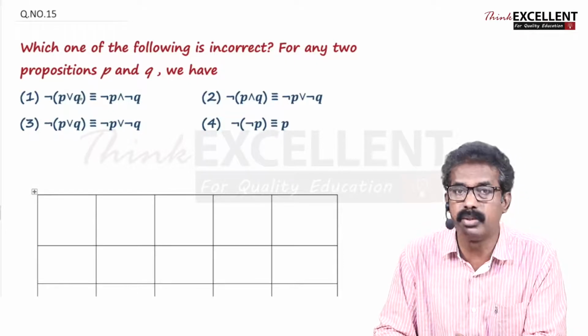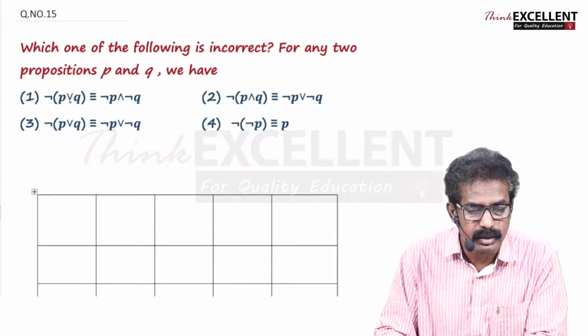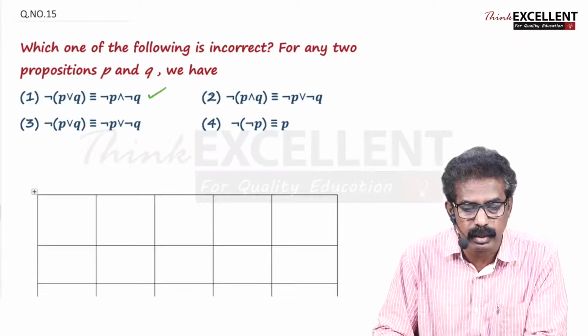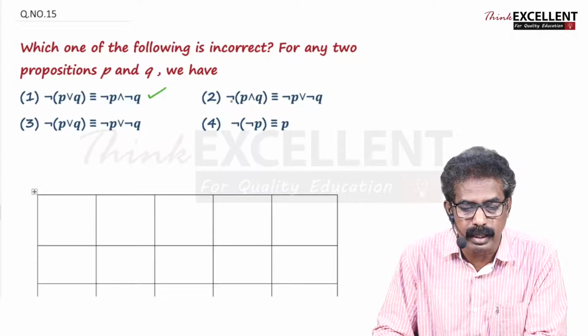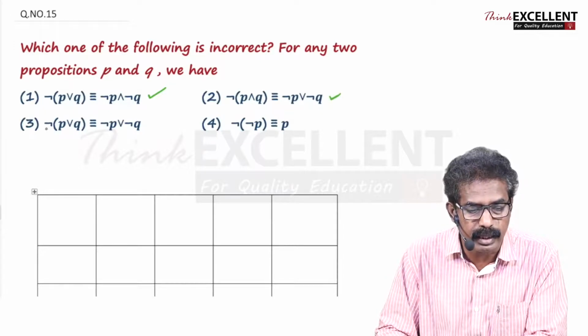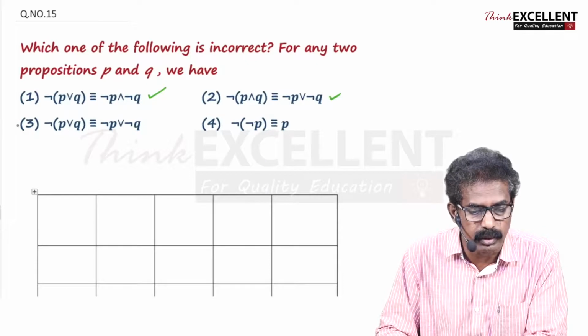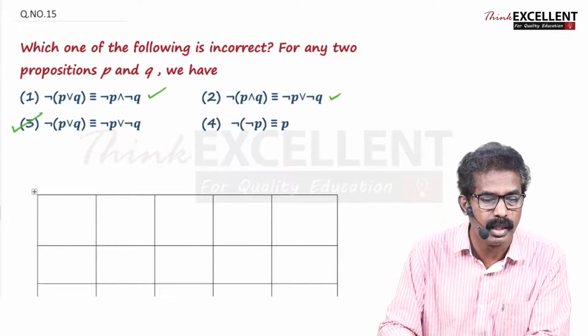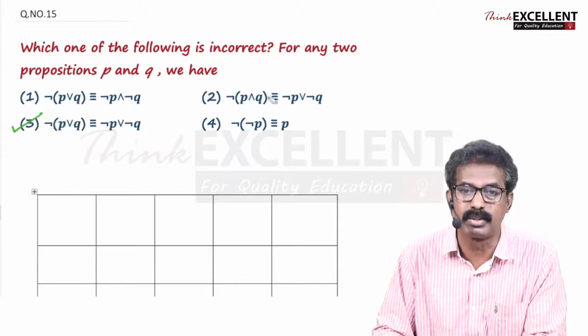Negation of (P join Q), De Morgan's law: negation P, join becomes meet, negation Q. That is the correct one. Negation of (P meet Q) is negation P, join negation Q. That is also correct. Negation of (P join Q): negation P, join... no, it should be meet. So the third one is the wrong statement, and that is the correct answer for this question, right?